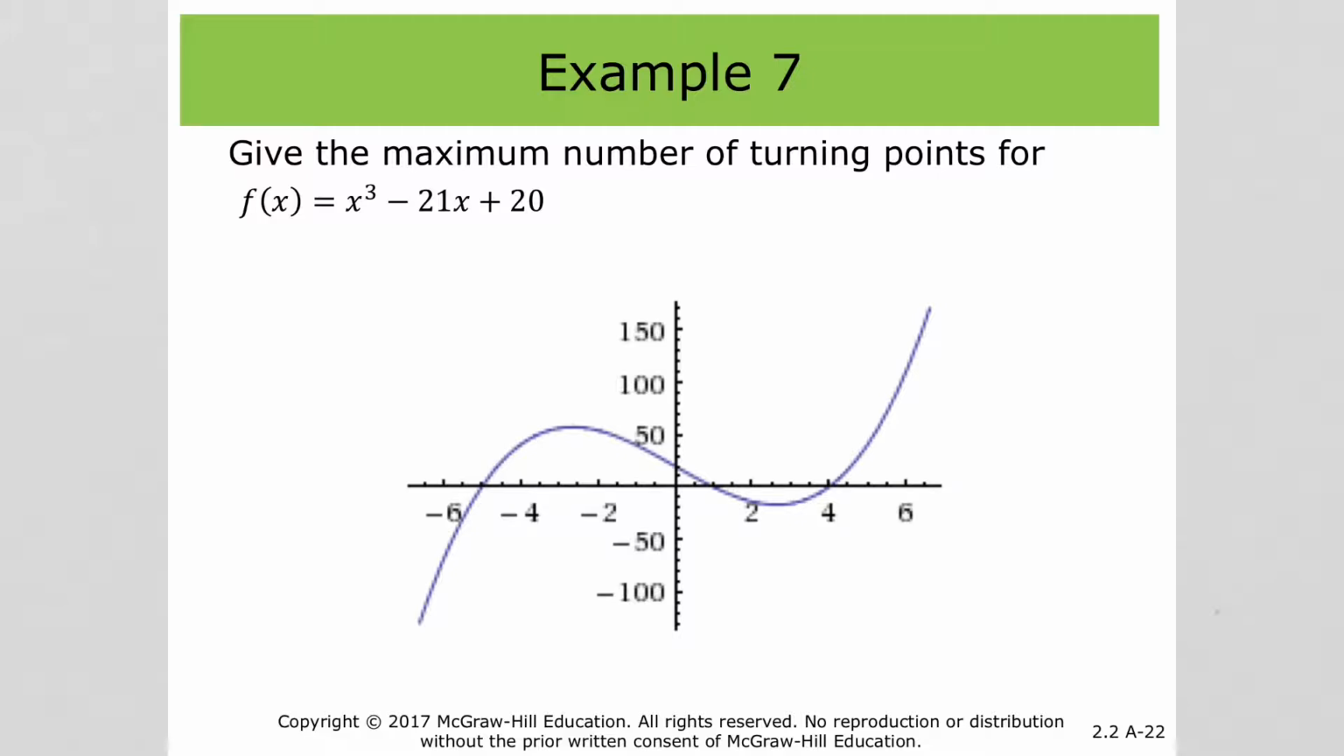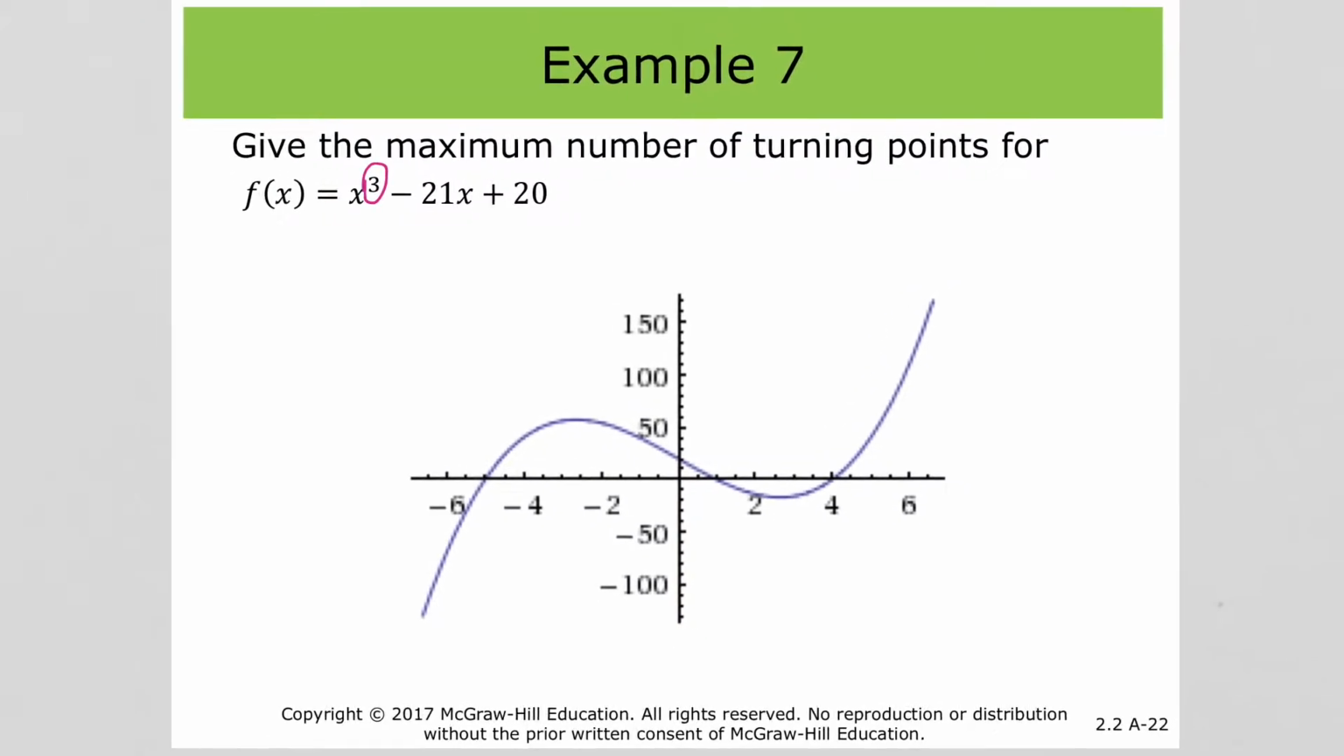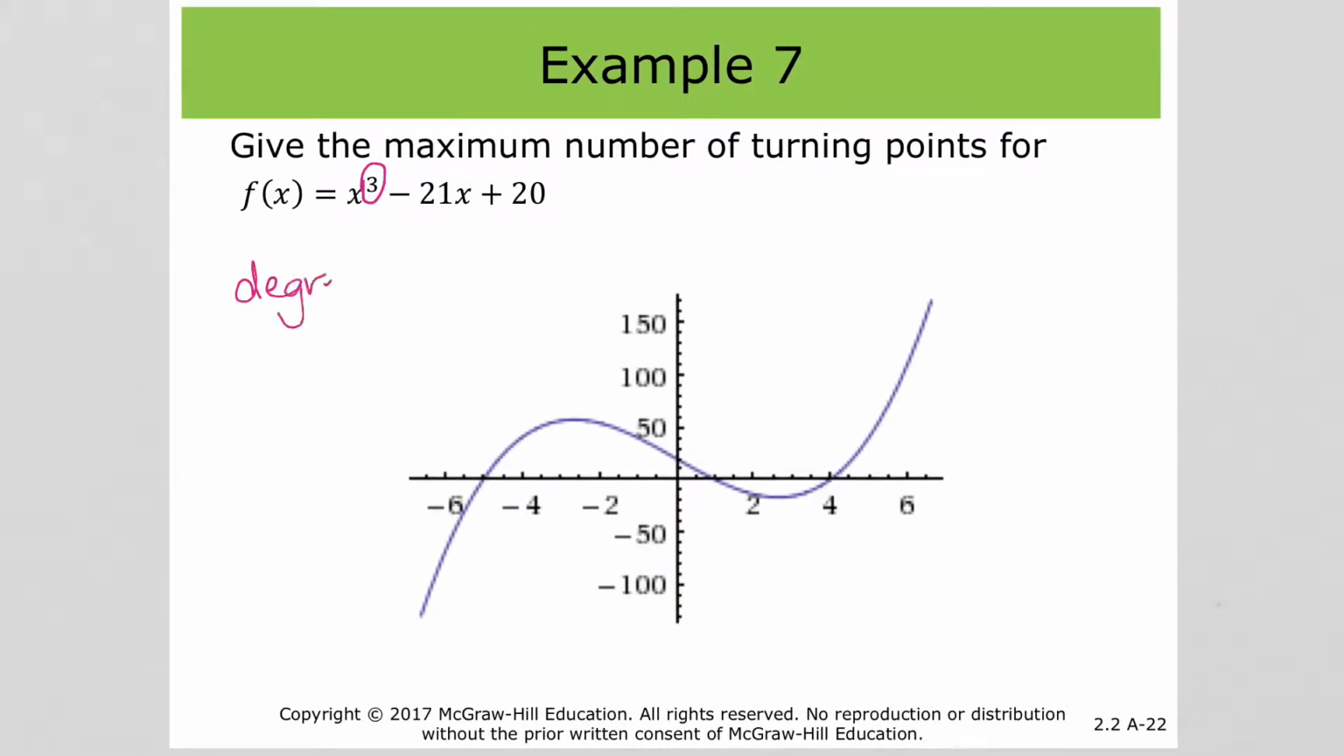So, for example 7, give the maximum number of turning points. Well, we know from our theorem back there that if we have a degree of 3, then we have at most 2 turning points. And we can see that from the graph. By the way, it's where we've got a maximum or a minimum, or relative maximum or minimum, not in between, by the way.